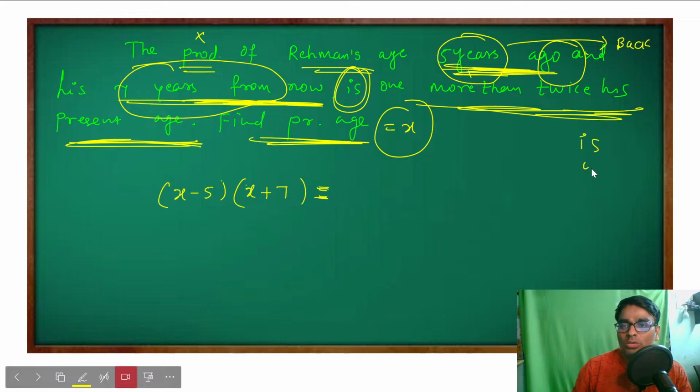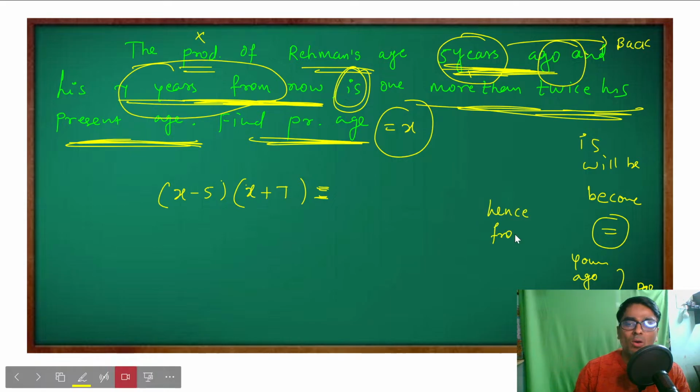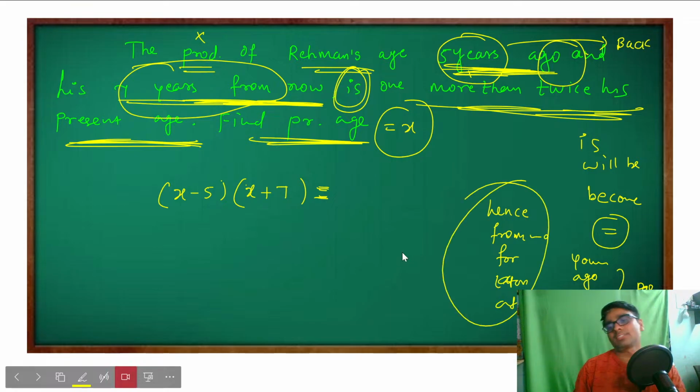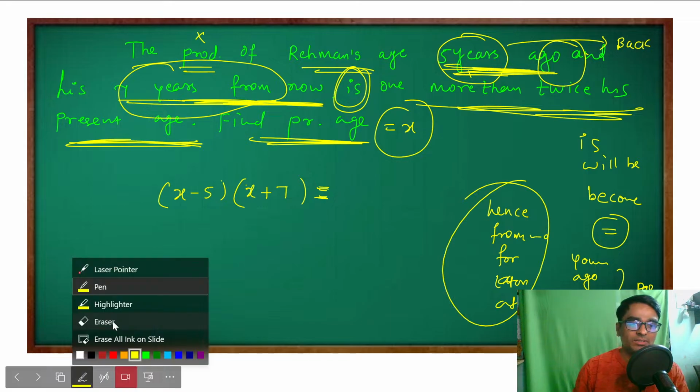Is, will be, become, all these are equal signs. Then younger, ago, back, later, these are all past, minus. Then hence, from now, forward, later, later is future. Later, after, all these are future keywords you need to remember.